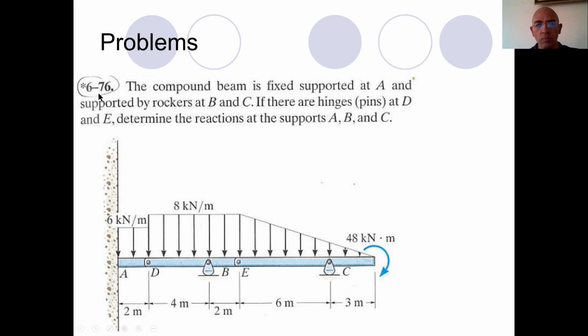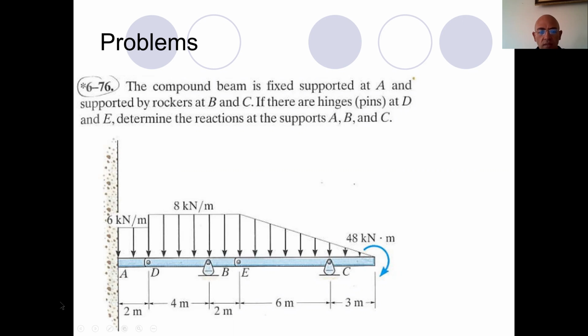Okay, our next problem is 6-76. The compound beam is fixed supported at A and supported by rockers at B and C. If there are hinges at D and E, determine the reactions at the supports A, B, and C.